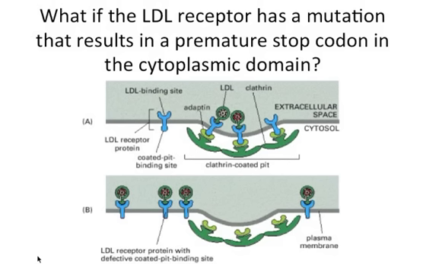So here's your LDL receptor, right? And I'm saying there's a premature stop codon in the cytoplasmic domain. So this part that's in the cytoplasm is gone. That round part that's binding to adaptin, not there. So what's adaptin going to bind to if that's not there? Nothing. So without adaptin, you can't bring in clathrin. Without clathrin, you can't get that curvature of the membrane. You can't get endocytosis. Make more sense?